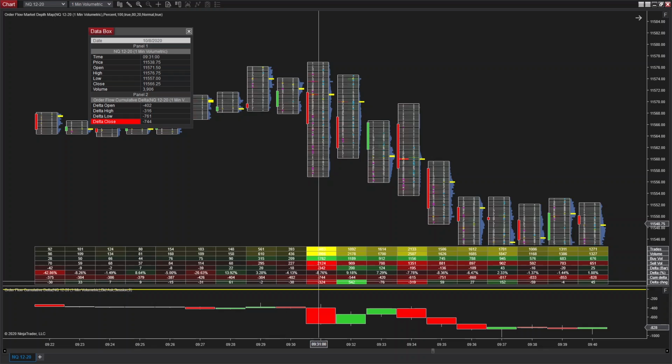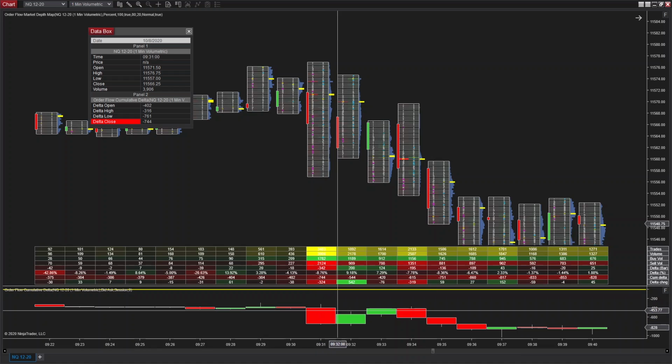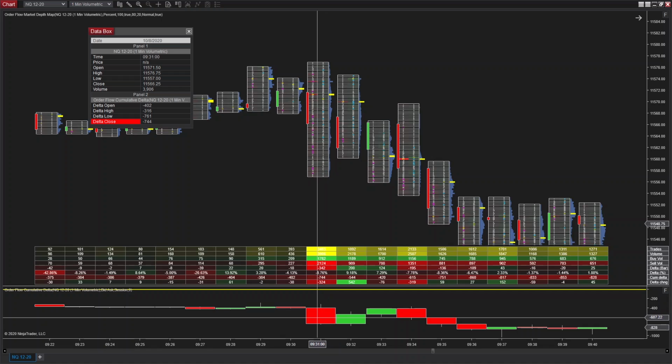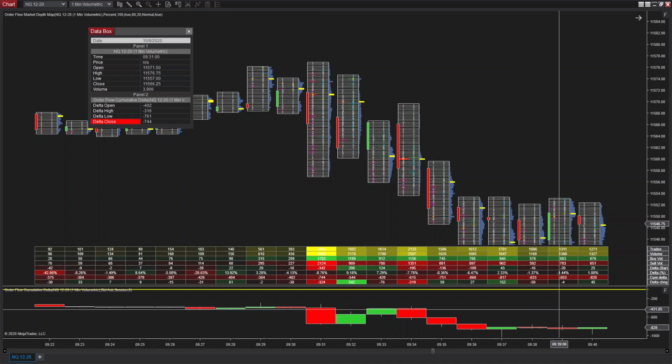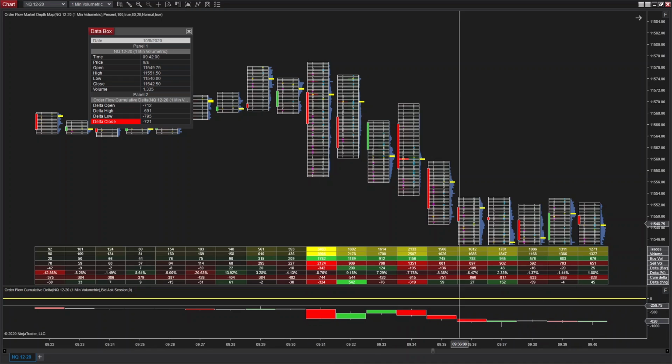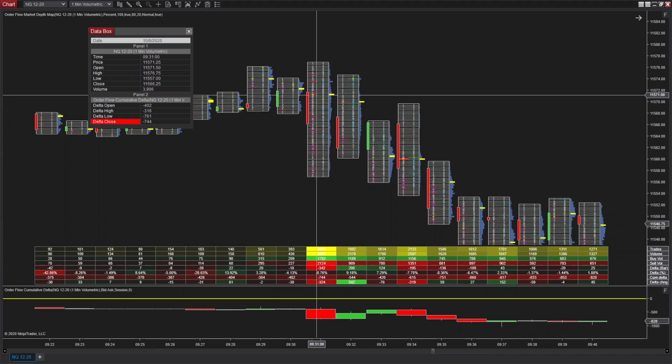So we saw a delta change of -300. We saw the cumulative delta at negative 744, which should be similar to this sub indicator here as well. So keep that in mind. And then when this closed, we knew it was -8%. So now I'm paying attention. Now I'm like, okay, my focus is to the downside.